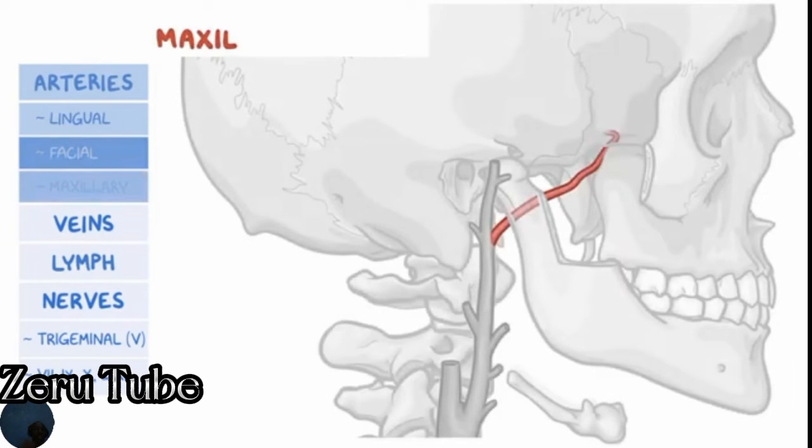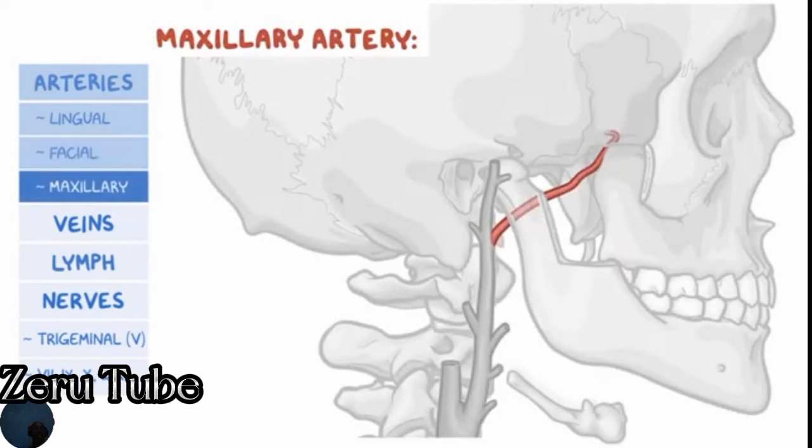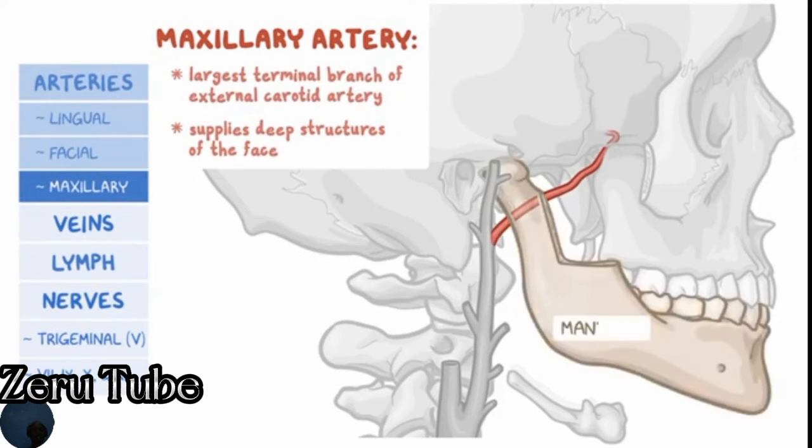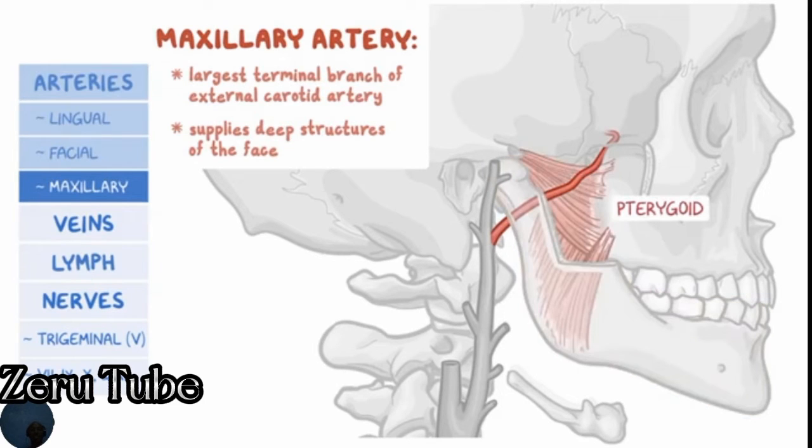The third major branch of the external carotid artery is the maxillary artery. The maxillary artery is the largest terminal branch of the external carotid artery. It supplies the deep structures of the face. The maxillary artery has three parts.